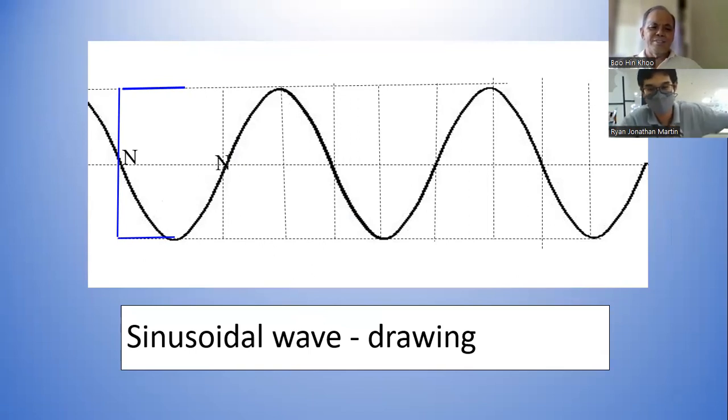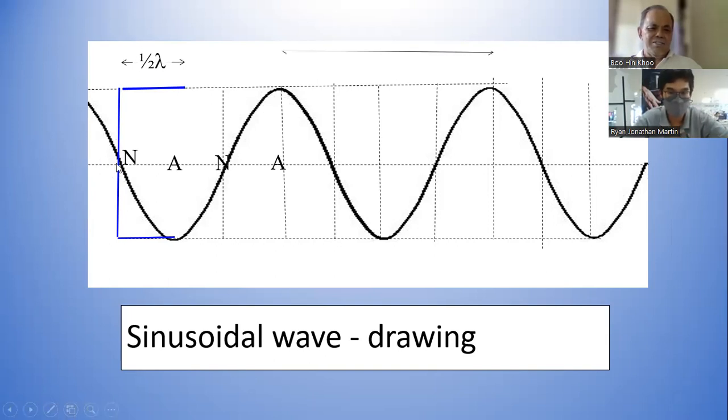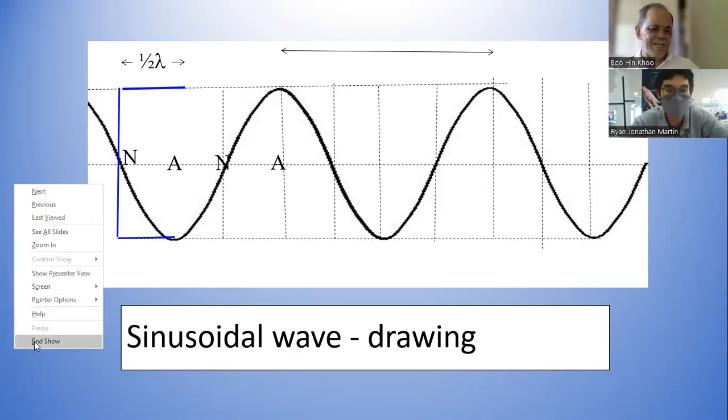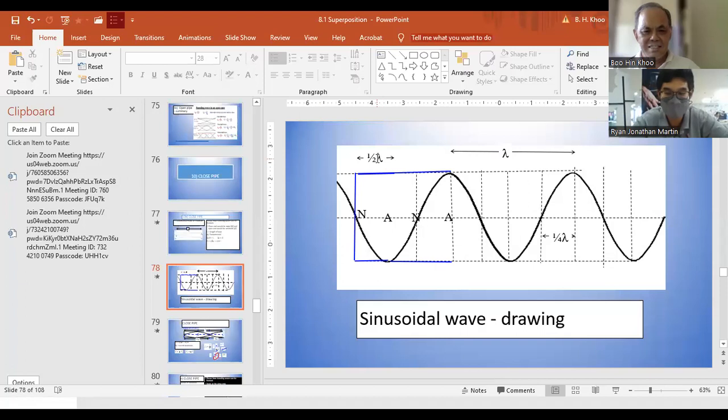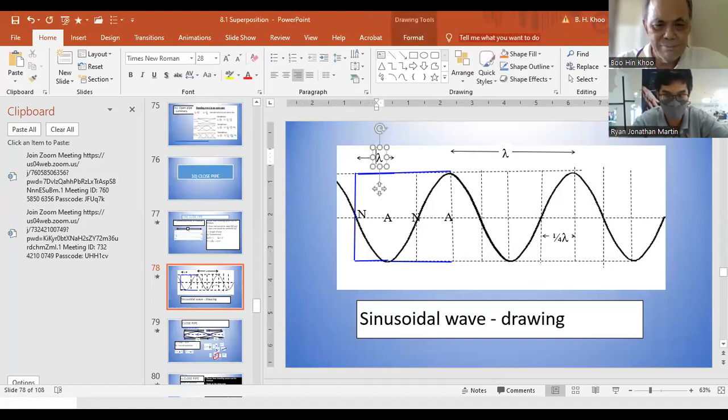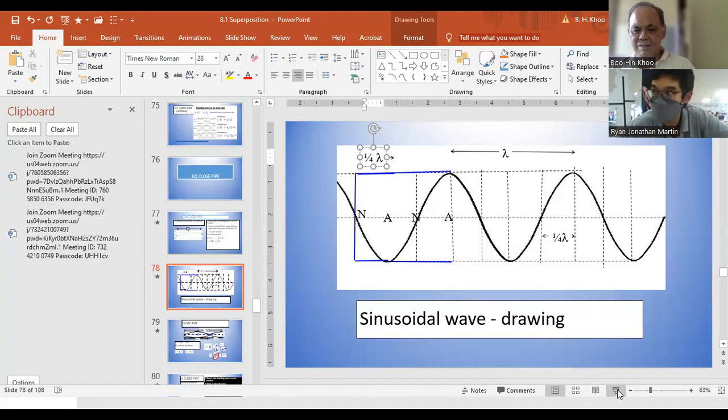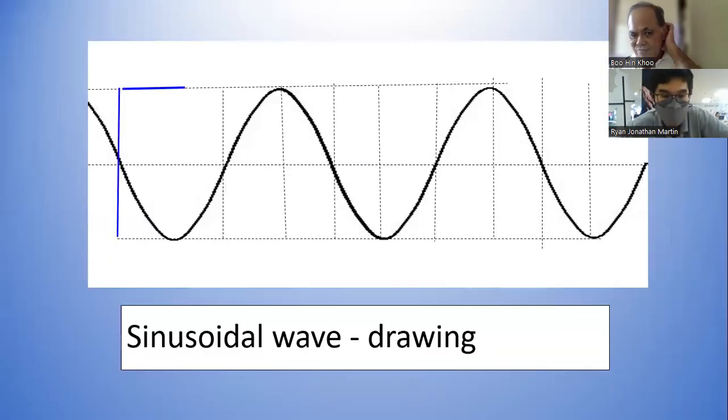No, antinode. Okay, so start with that. So that will be your... Sorry, it should be a quarter, not half a wavelength. You can see that I'm very careless. Didn't pick it up. Okay, so it's a quarter. So that's the first one.